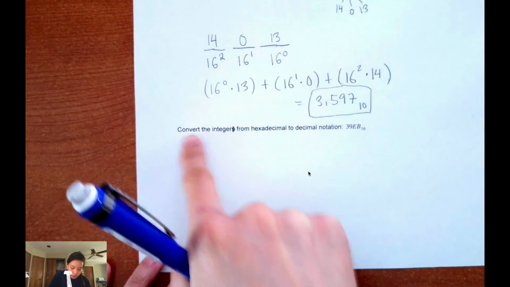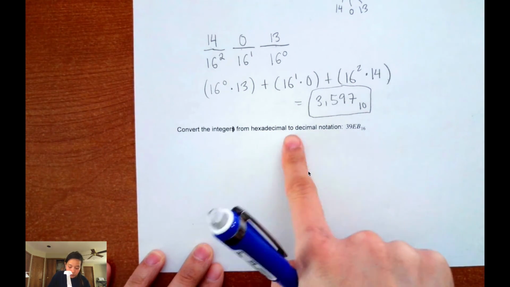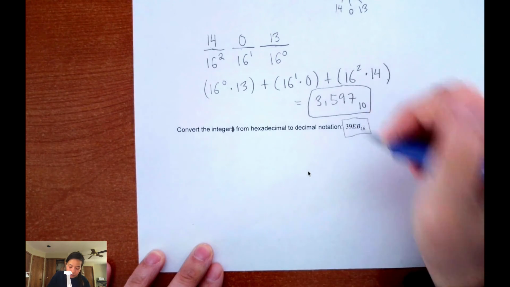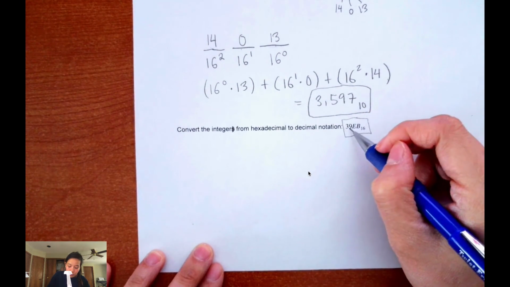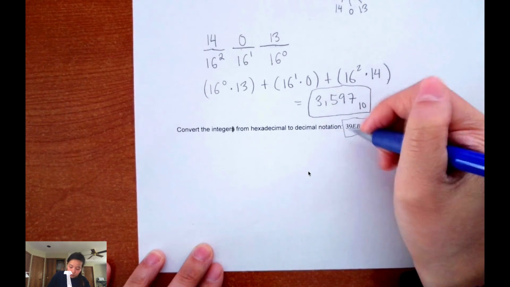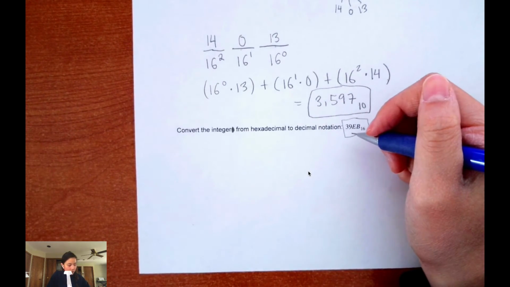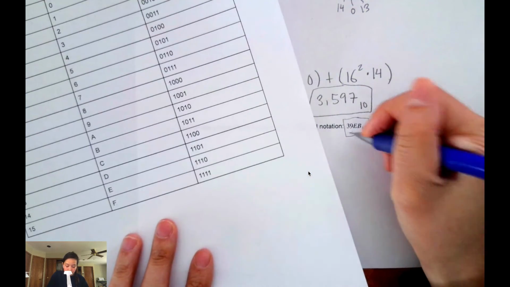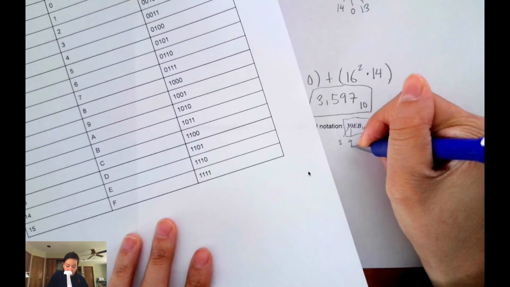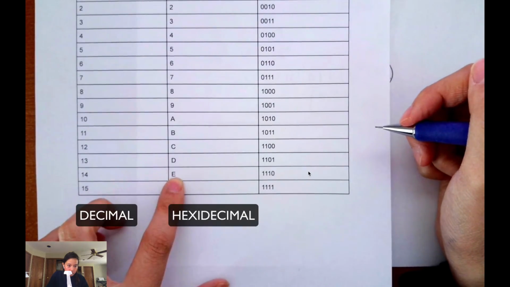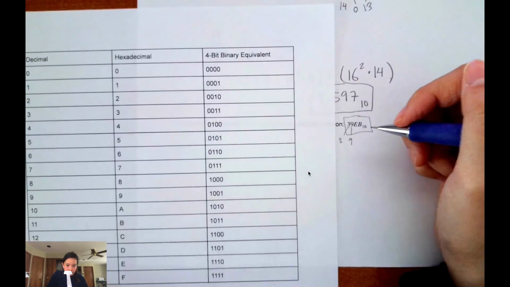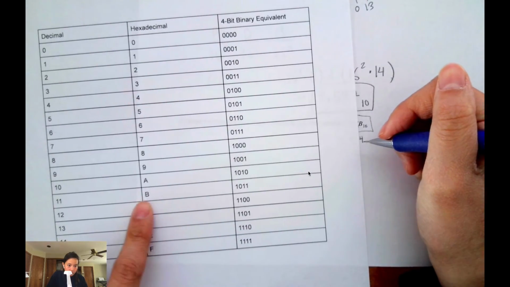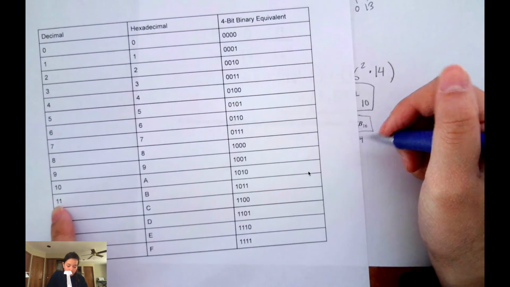For our last question, it asks the same thing. It asks, convert the integer from hexadecimal to decimal notation. So this value right here is in hexadecimal notation, 39EB. So the first thing you want to do is convert these letters into decimal form. So 3 stays the same, 9 stays the same. E is equal to 14. And B is equal to 11.